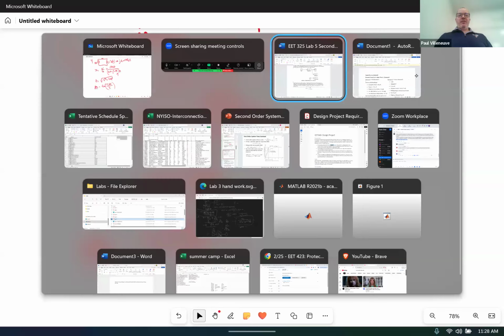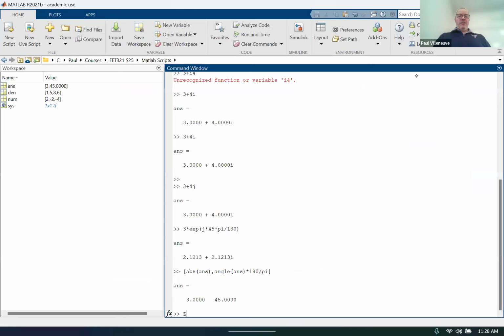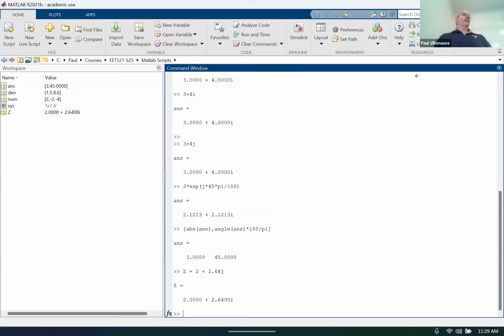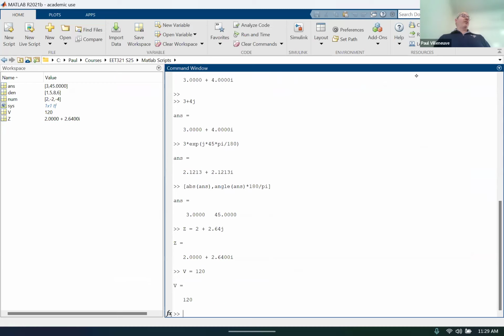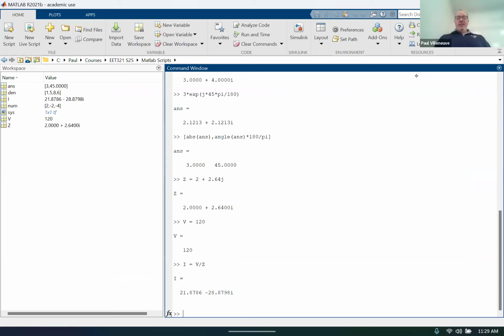Here's how I would do it in MATLAB. I'll show you how simple it is. So Z is equal to 2 plus 2.64 J. V is equal to 120 at an angle of 0, which is just 120. So I is equal to V divided by Z. That's in rectangular. If I wanted to make it look pretty, in MATLAB it doesn't work so well, so I have to do the absolute value of I, which is another way to say magnitude, and the angle of I. Then I have to convert this to degrees because that's how MATLAB rolls.